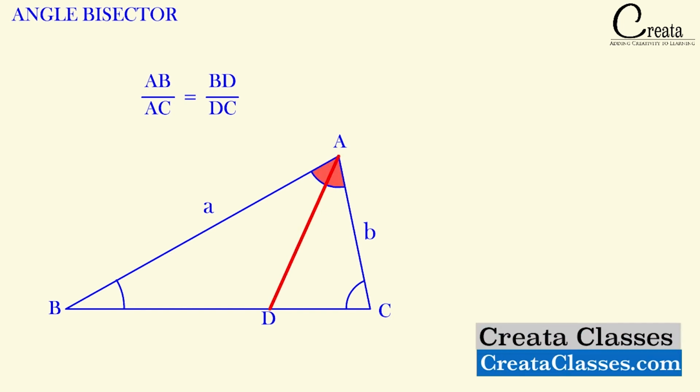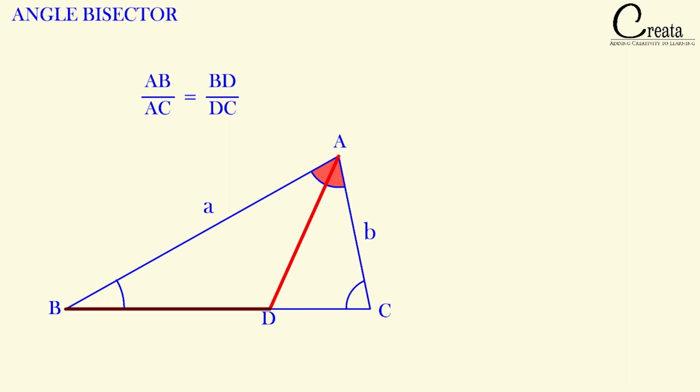The angle bisector AD is dividing the side BC into two portions, that is BD and DC. The ratio of BD and DC will be equal to the ratio of the two sides containing the angle. Here angle A is containing the side A and side B. So we can say the ratio of BD is to DC is A is to B. This is the angle bisector theorem.